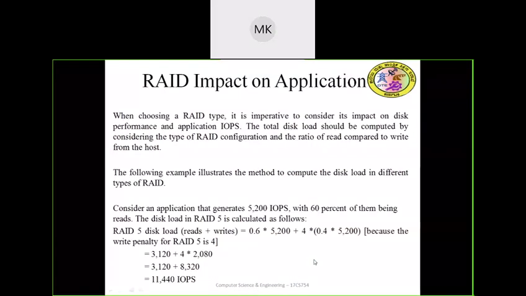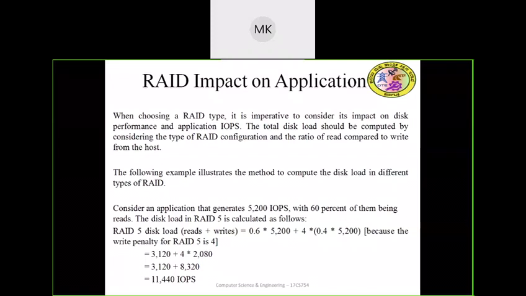RAID impacts on application. When choosing a RAID type, it is imperative to consider its impact on disk performance and application IOPS. The total disk load should be computed by considering the type of RAID configuration and the ratio of reads to writes from the host. The following example illustrates the method to compute the disk load for different types of RAID.